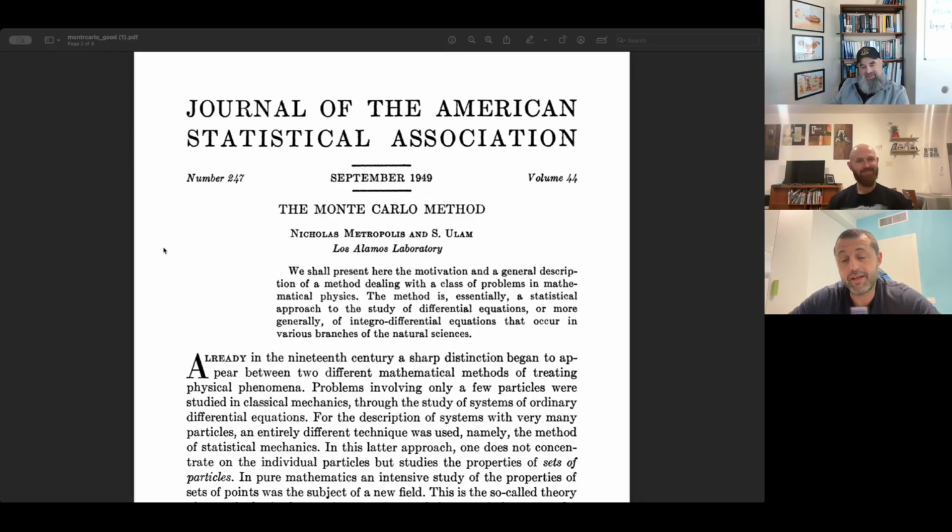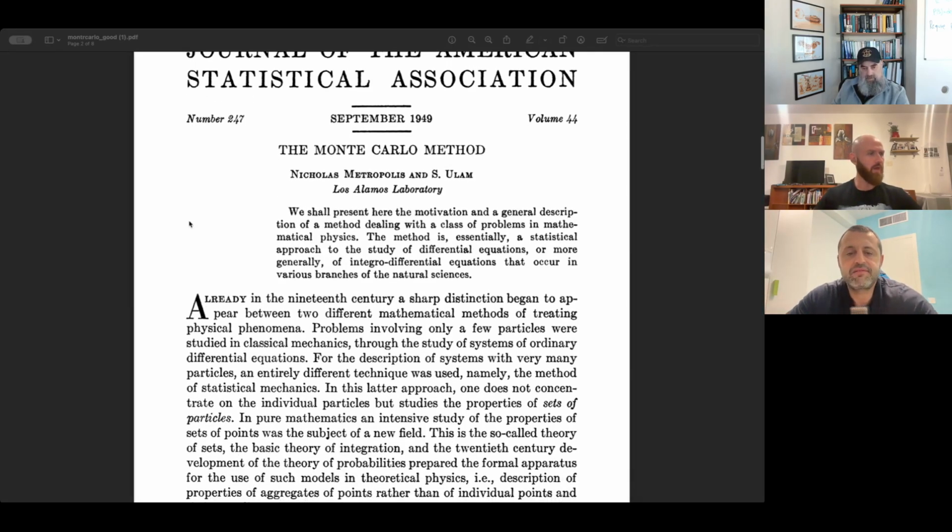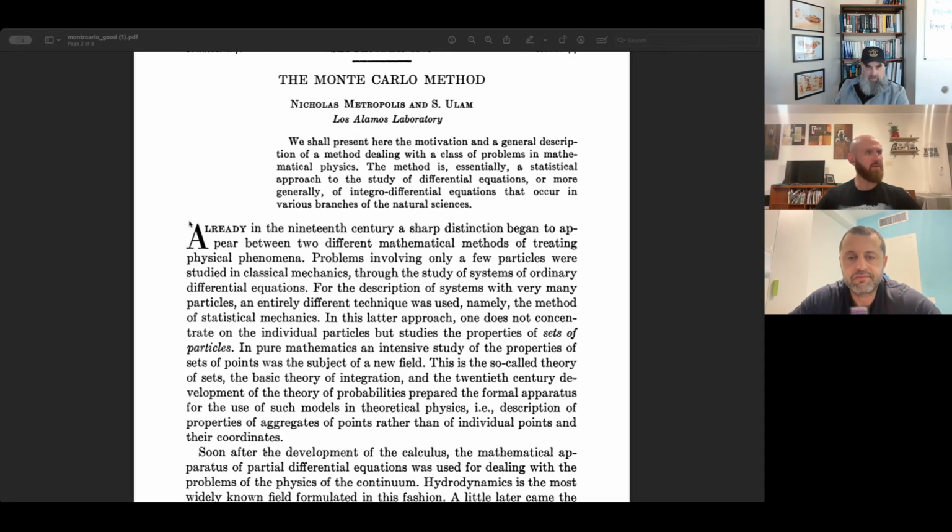Yeah, but compared to other papers without almost any equations, this paper is actually very deep, because the idea introduced in this paper was quite novel 80 years ago, and this is just an impressive idea. Definitely. So it was published in the Journal of the American Statistical Association. So it's a strong journal. And I'll read the abstract. It says, we shall present here the motivation and general description of a method dealing with a class of problems in mathematical physics. The method is essentially a statistical approach to the study of differential equations, or more generally of integral differential equations that occur in various branches of natural sciences.